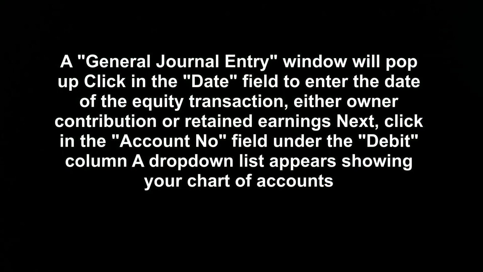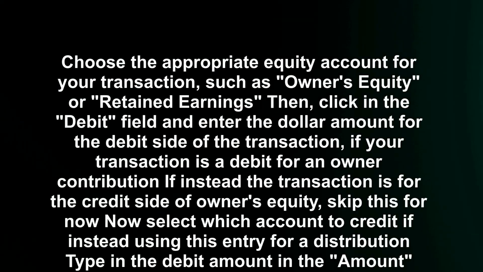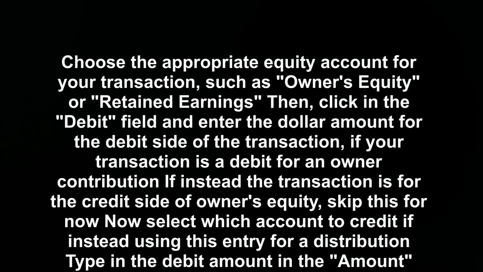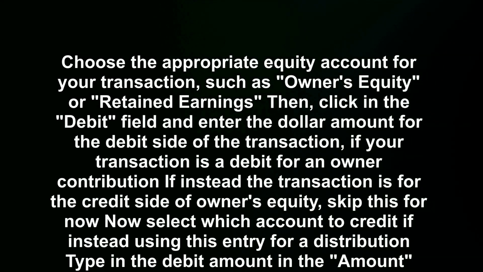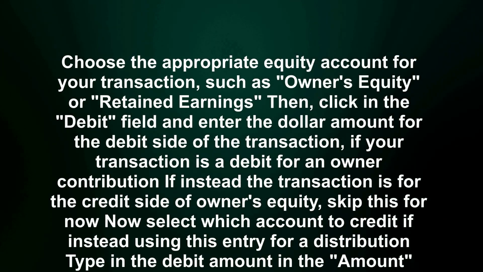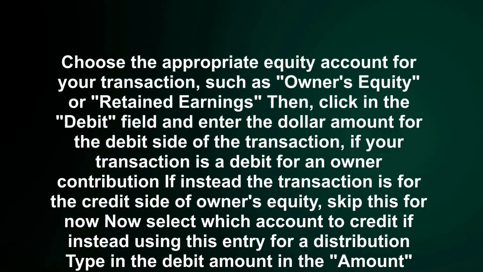A drop-down list appears showing your chart of accounts. Choose the appropriate equity account for your transaction, such as owner's equity or retained earnings. Then, click in the Debit field and enter the dollar amount for the debit side of the transaction.